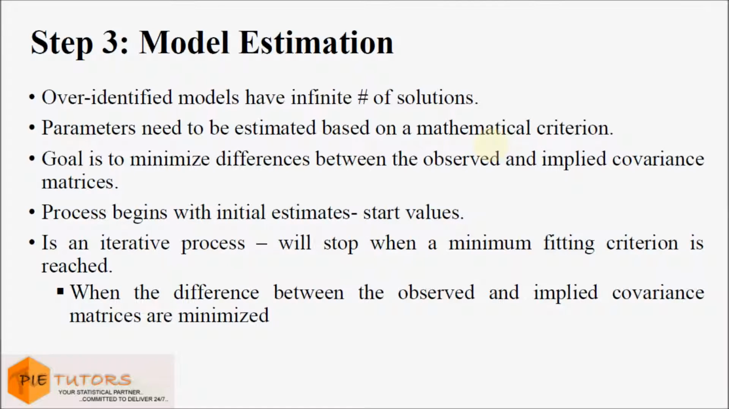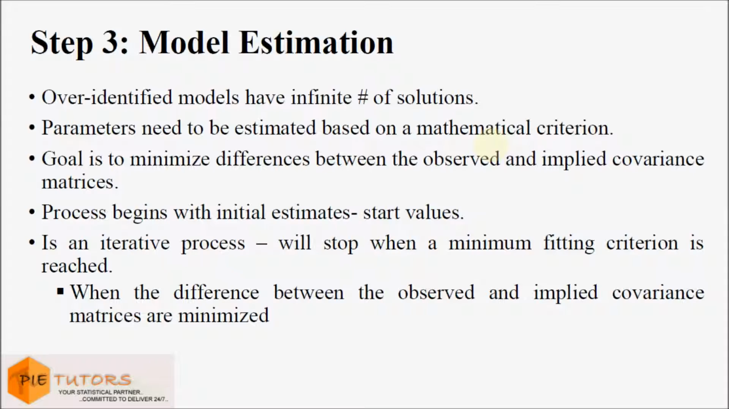The third step is model estimation. Once we have a model that is identifiable, we proceed further to estimate the unknown parameters. Models that have more information than the number of unknown parameters are called over-identified models. The over-identified models have infinite number of solutions. We are required to estimate the unknown parameters using some mathematical criteria.